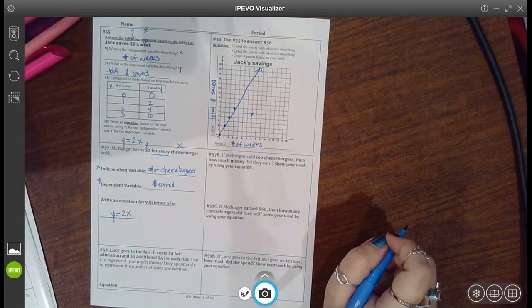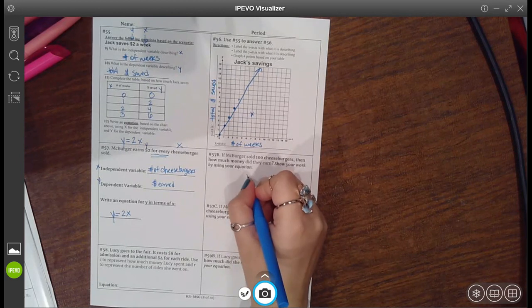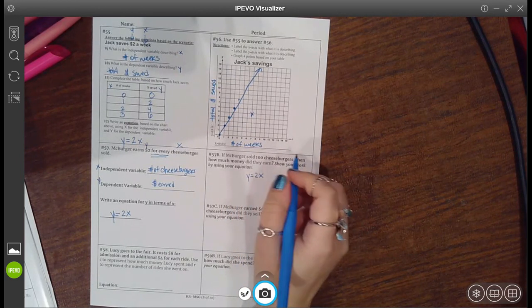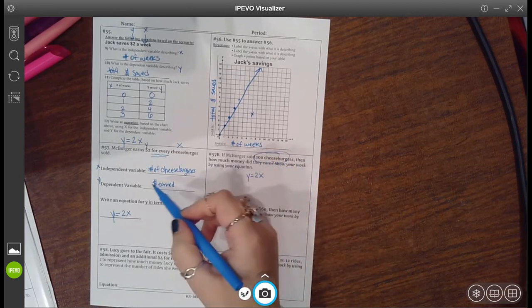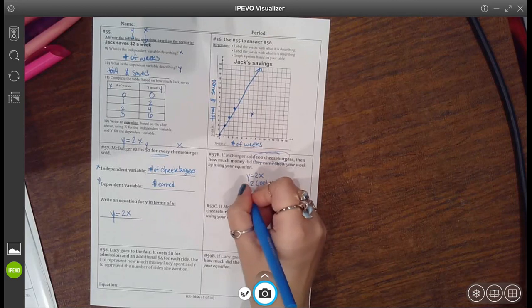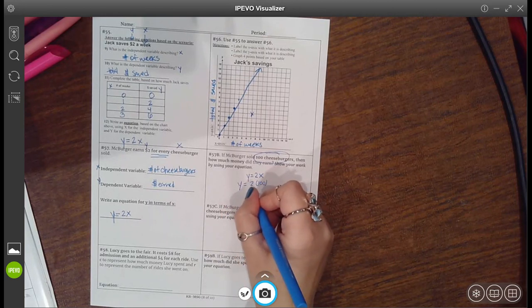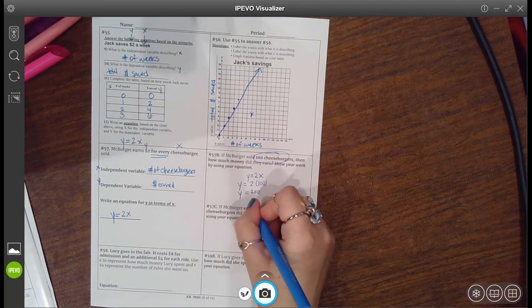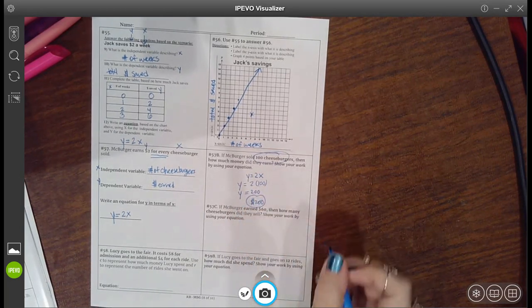If McBurger sold 100 cheeseburgers, then how much money did they earn? So if this is my equation, it told me that they did 100 cheeseburgers. So the number of cheeseburgers is the x. So I'm going to plug 100 in for the x. Well, 2 times 100 is 200. So y is the money, so $200.